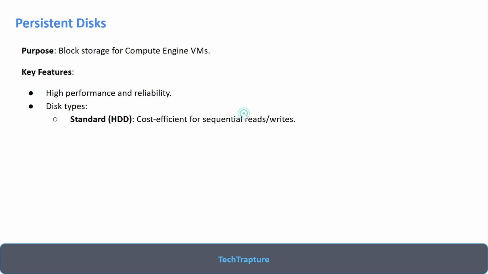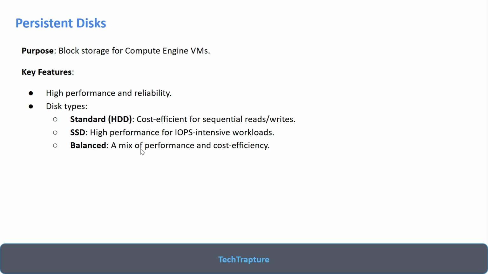So there are different disk types. There are standard disks which are HDD, cost efficient. There are also SSD for high performance or IOPS intensive workloads, mainly for databases. If you are using a database on the Compute Engine, using SSD is recommended. Compared to standard, SSD will cost more definitely, but yeah, if you are using the cloud, you have to trade off between cost and performance.